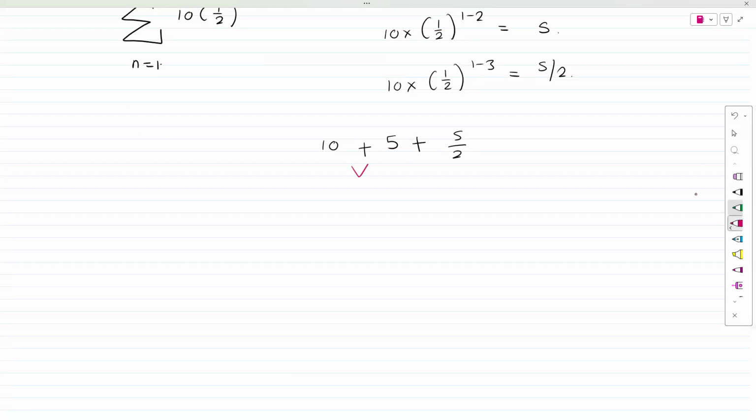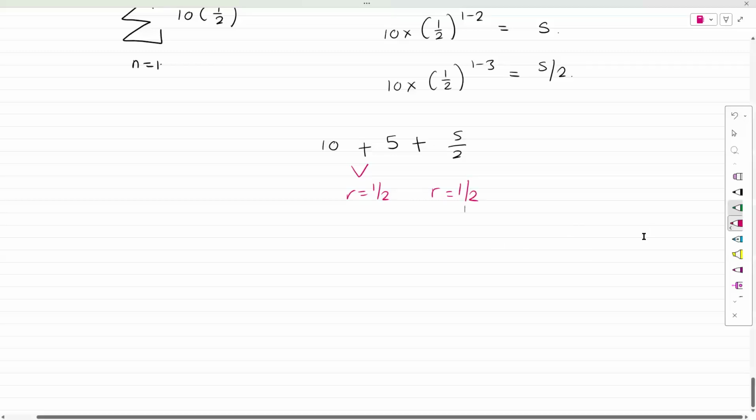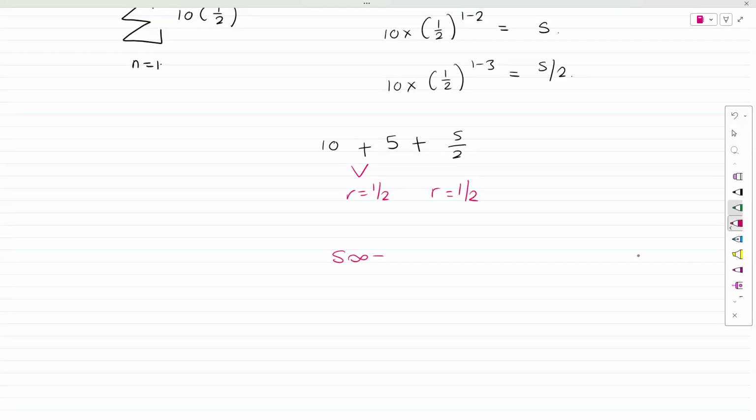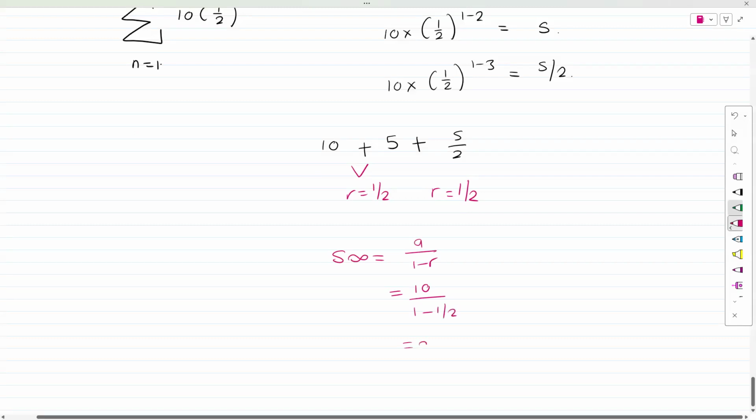So this becomes r equals half. Now, guys, we go and look at the limits. We started at 1. We're ending at infinity. So the fact that you're ending at infinity, the only formula you can use is sum to infinity. First term's 10 over 1 minus half, and this answer is 20. That's all there is to this question. Quite simply. This is still level 1, right?